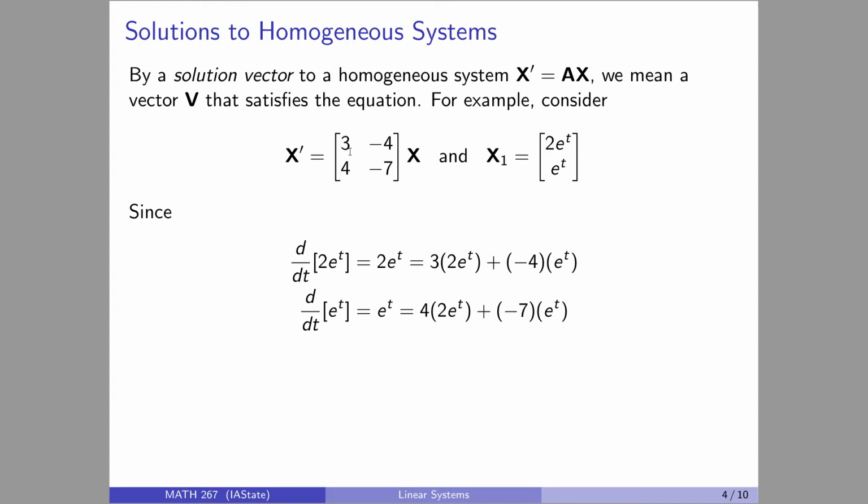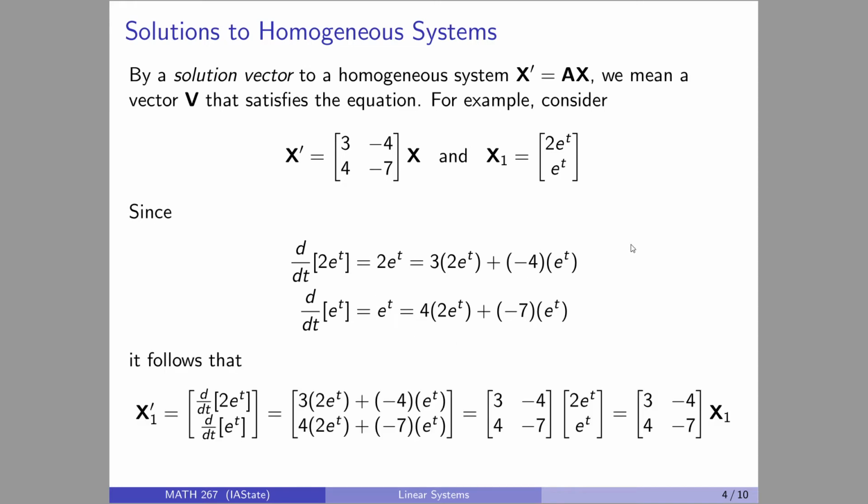And if you multiply it by 3, negative 4, 4, negative 7, so 3 times 2e^t, negative 4 times e^t, and you add those up, conveniently, that gives you 2e^t. 4 times 2e^t, negative 7 times e^t, you add those up, and conveniently you get e^t. So indeed, plugging x1 prime into this equation, it works. The equal sign is valid. The derivative is the same thing as multiplying by this matrix. There we see it written out in a little more precise detail, the notation there. So there's an example of a solution vector.